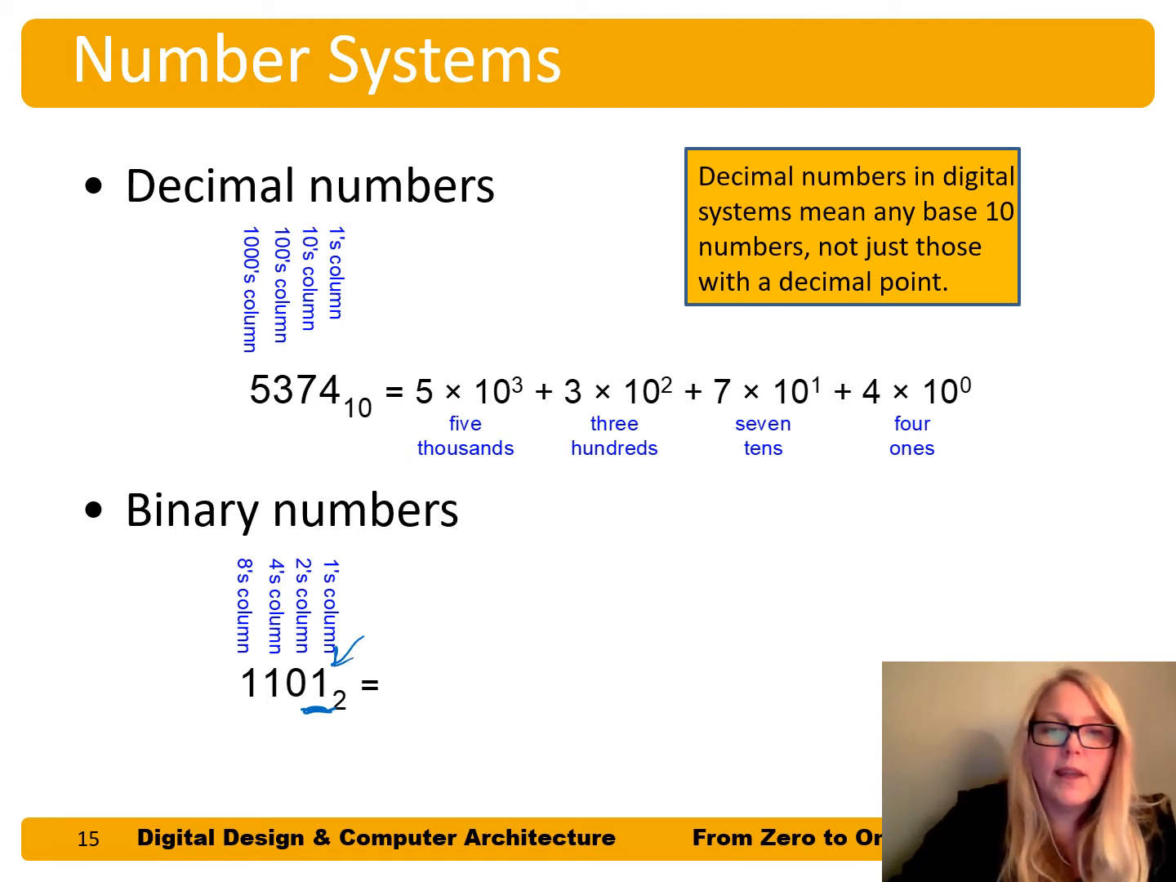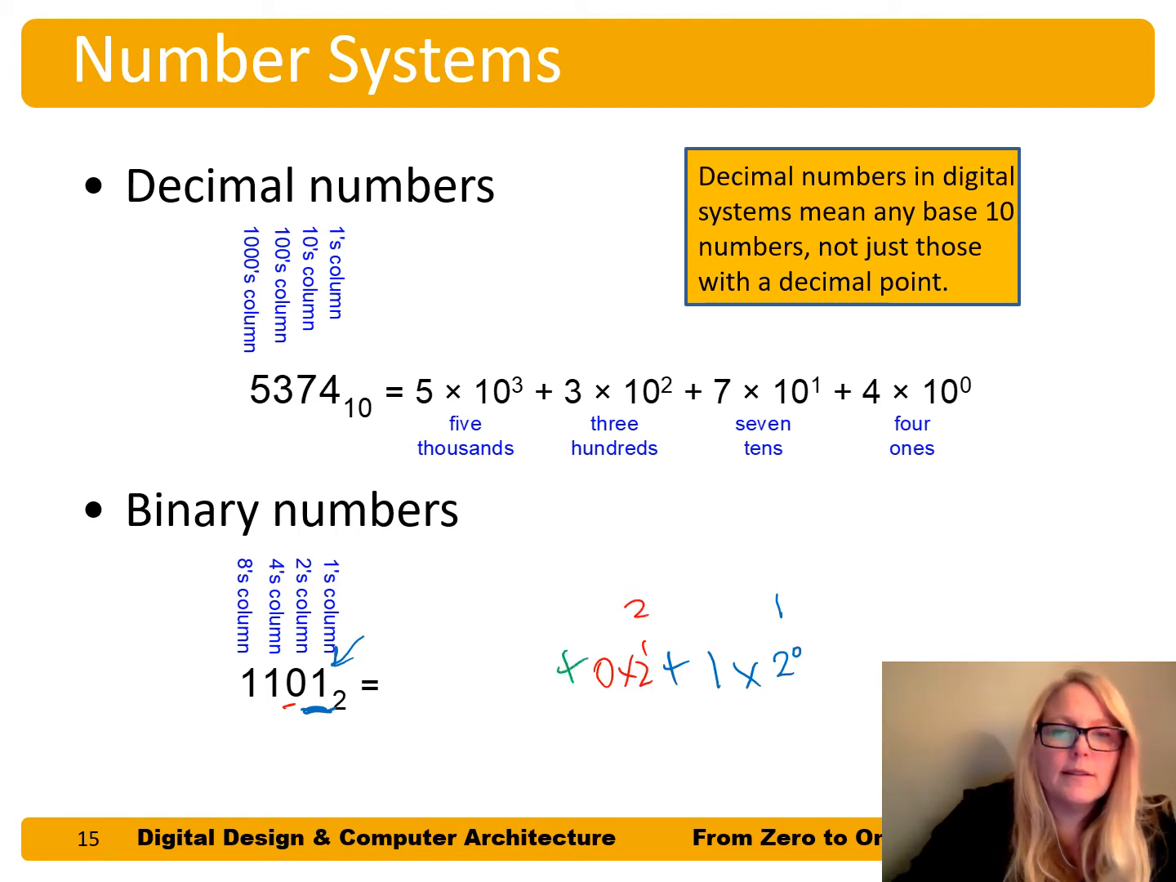So here we have a 1 times 2 to the 0, or ones place, plus 0 times 2 to the 1, or the twos place, plus 1 times the 2 to the twos place, or the fours place, and finally plus 1 times 2 to the threes place, or the eights place.